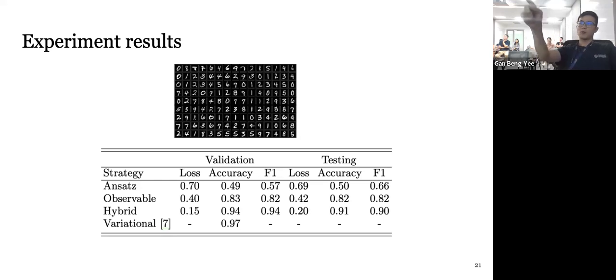Sorry, I have a question over here. Why, for the variational parts, is there no testing accuracy? Yeah, we took it from the paper. So they didn't put in the testing accuracy. Okay. Which paper is this? The variational paper. Okay, I see. They actually used training loss. The data we took was from another paper that was based on Marischalt's quantum classifier.